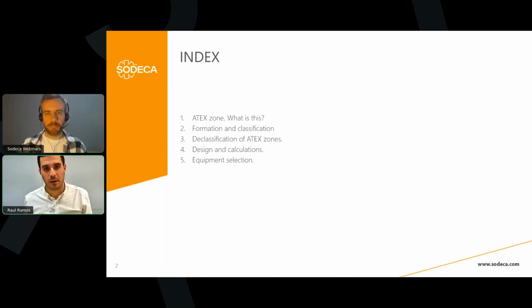First of all, I will explain what an ATEX zone is. Then I'll tell about how they are formed and how they are classified. Following this, I'll show you how to declassify all the ATEX zones by different variables. And then I'll tell you how to design, how to calculate the required airflow to obtain a proper dilution of the contaminants, and also how to do the equipment selection for this type of areas.